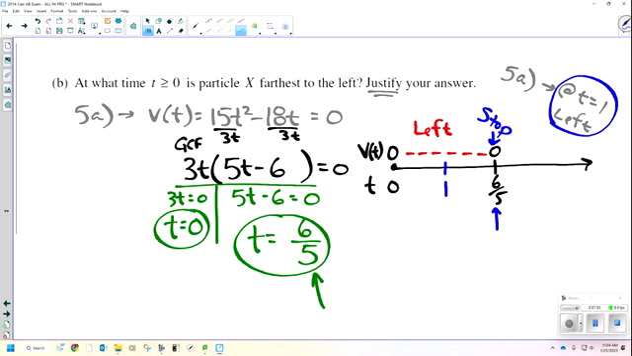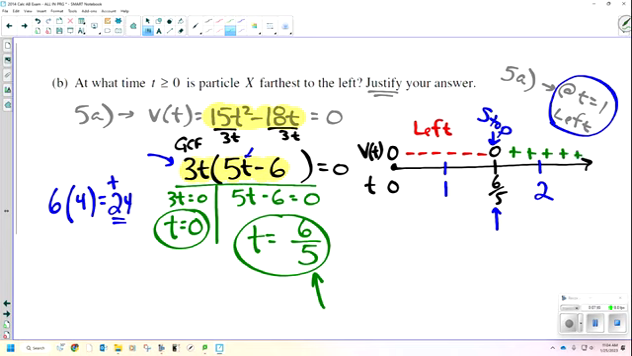So let's pick a number that's bigger than 6/5. Let's pick the number 2. If I put 2 into my velocity, which I could put in here, or I could put it in the factored version here, it really doesn't matter. Let's use the factored version, all right? 3 times 2 is 6. 5 times 2 is 10. 10 minus 6 is 4. Okay, it's a positive 24. I don't care about the number so much. I just care that it's positive. So on this side, it's positive, positive, positive, positive, positive. So it's moving to the right after it stops.